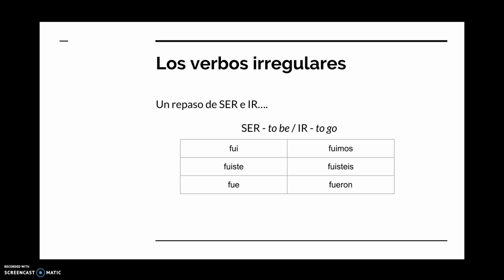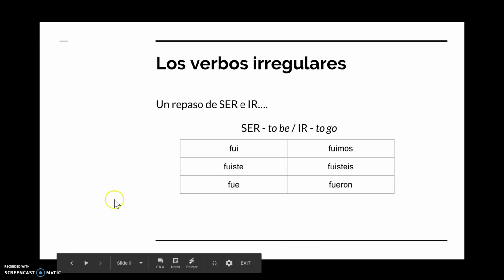Now that you're done with el video, make sure that you complete la actividad on páginas 5 y 6 and have me check over your work before the end of class. Gracias.